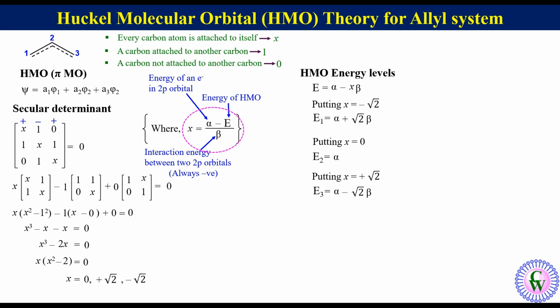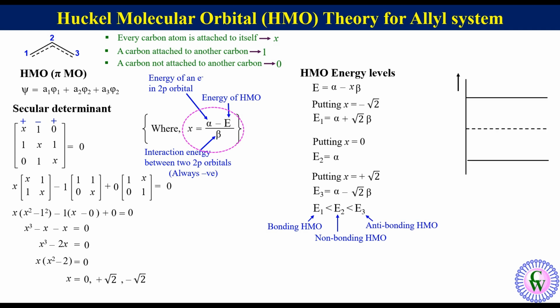Since beta is a negative value, E1 is less than E2, which in turn is less than E3. E1 is the bonding Huckel molecular orbital, E2 non-bonding, and E3 anti-bonding. Thus, we can draw the Huckel molecular orbital energy levels for the allyl system like this. These are E1, E2 and E3.